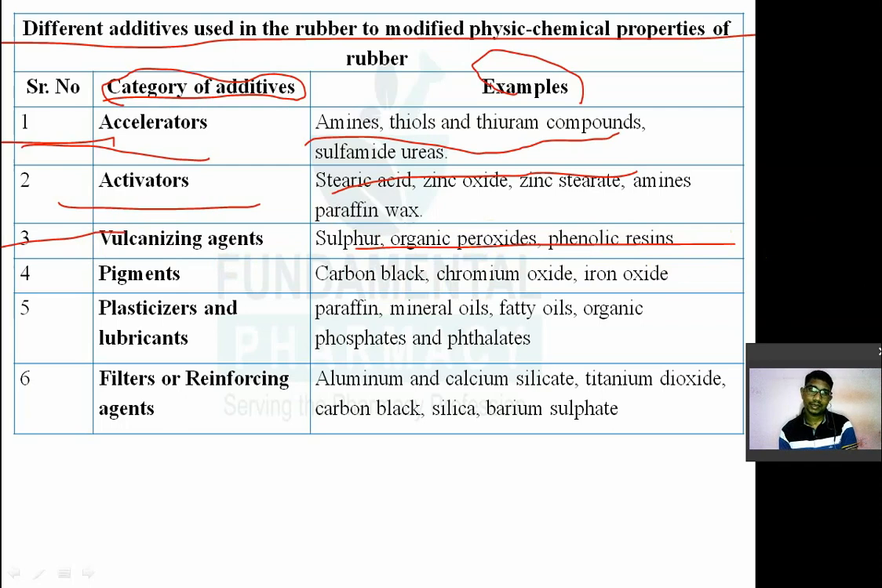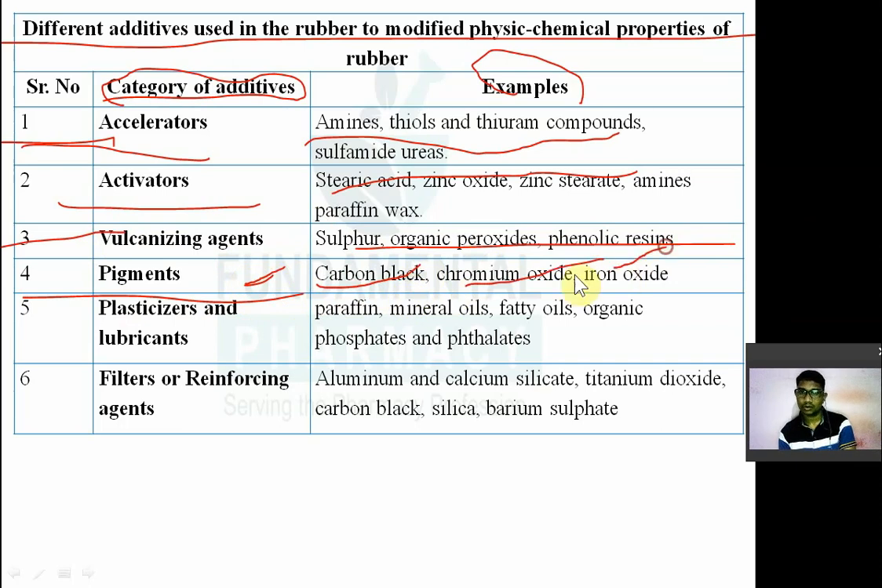Next one is pigment. Pigments are added to impart color to the rubber. You must have seen some rubber is green in color, some yellow. So carbon black is used for imparting black color. Chromium oxide is used for imparting green color. Iron oxide is used for red color.